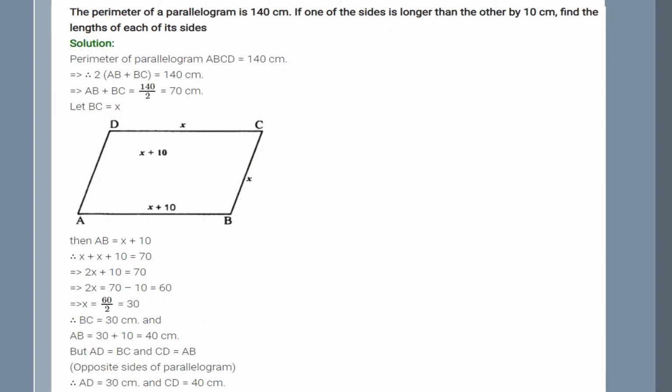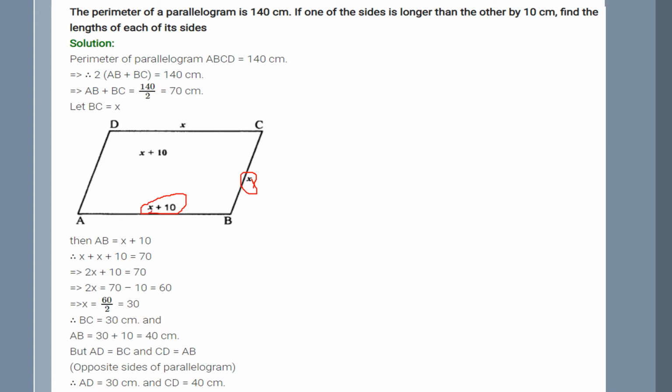Next, the perimeter of a parallelogram is 140 centimeters. Perimeter is given to you. What is perimeter? As you know very well, the sum of all the sides. That means AB plus BC plus CD plus DA is 140 centimeters. If one of the sides is longer than the other by 10, if you are taking one side as X, then the other will be X plus 10. Then find the length of each of its sides.